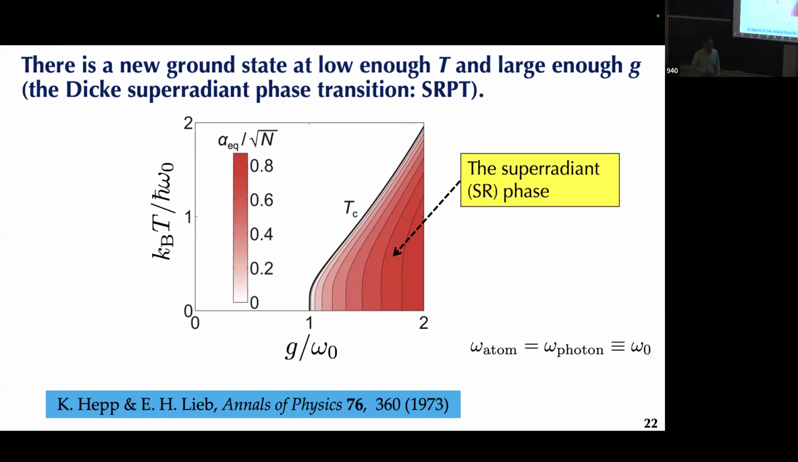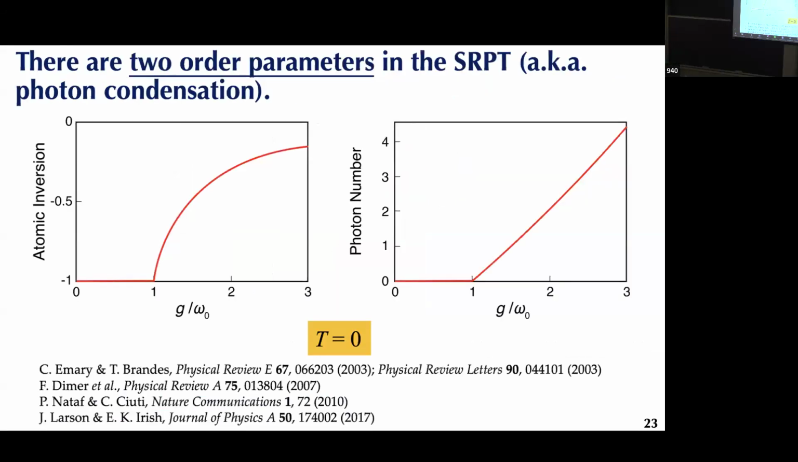It's called the super radiant phase, which exists above a certain threshold, which is temperature dependent. But it's important to note that this phase transition occurs even at T equals zero. So there's a quantum phase transition at T equals zero. So you go from a normal state, normal phase, into a new phase, the so-called super radiant phase. So what happens when you enter this phase? There are two order parameters in this quantum phase transition. Again, at T equals zero, with no external driving.